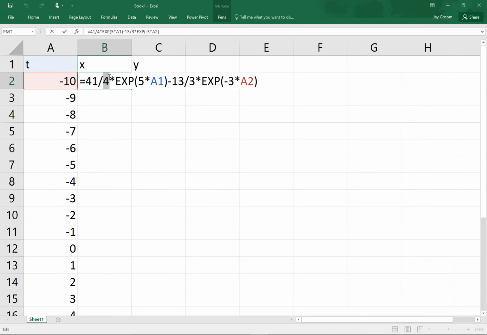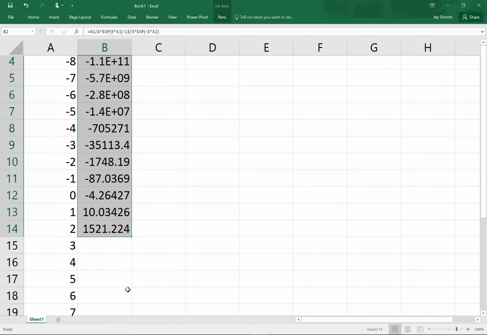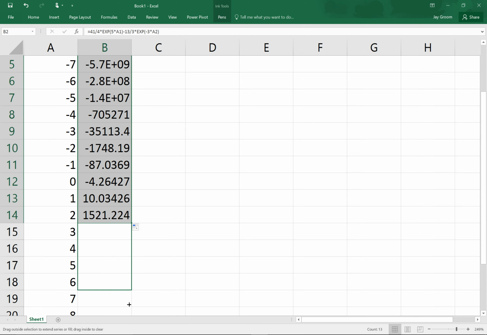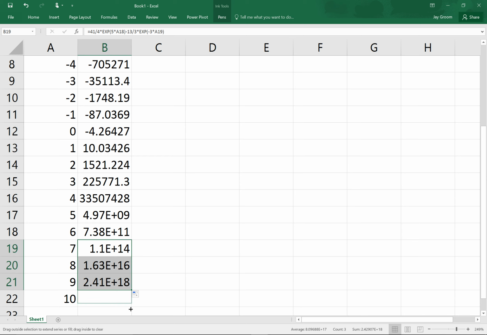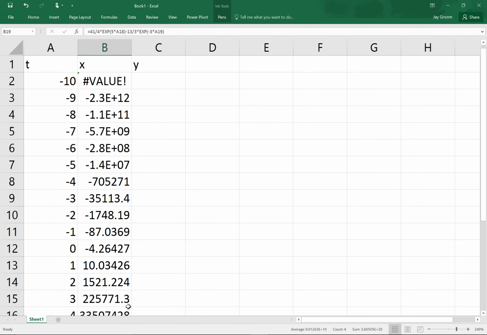Okay, I think I know what the problem is. You get e to the 30. It's probably just freaking it out. So watch this. I think if I drag it down, it's going to be okay. Yeah, we're good. What happened is that it gets just too big and it just tells you to take a flying leap.